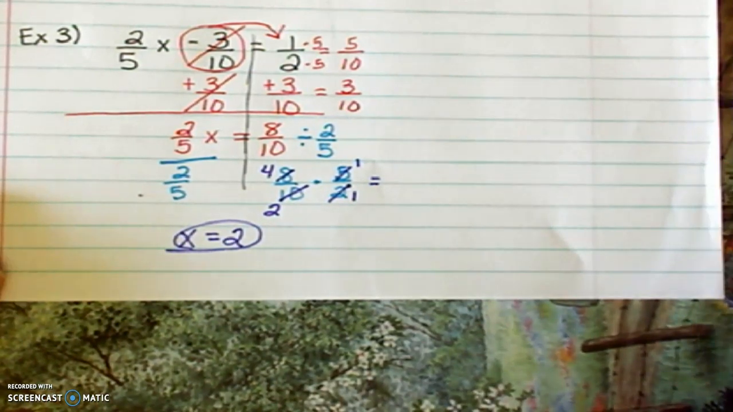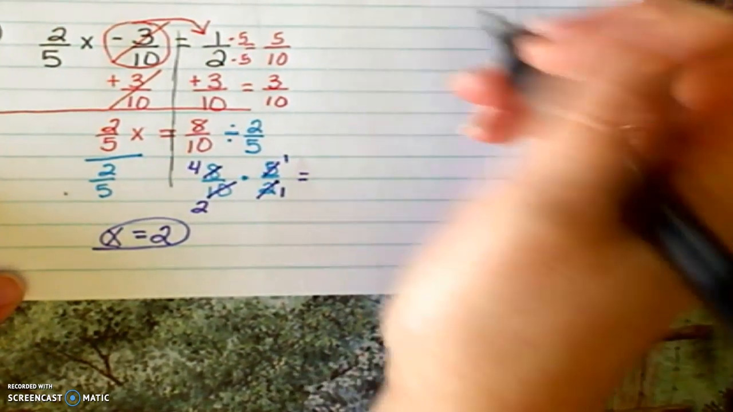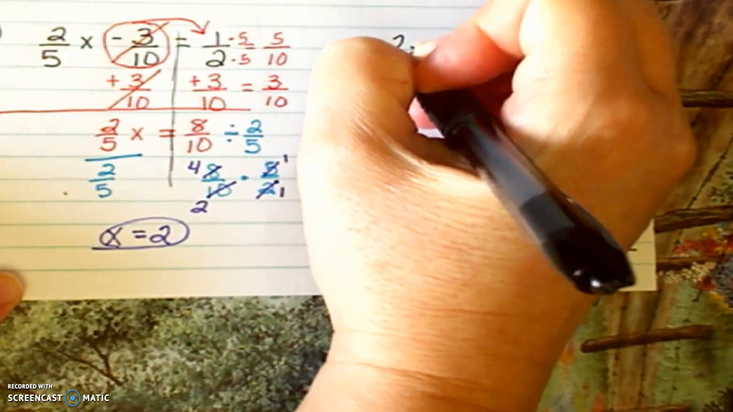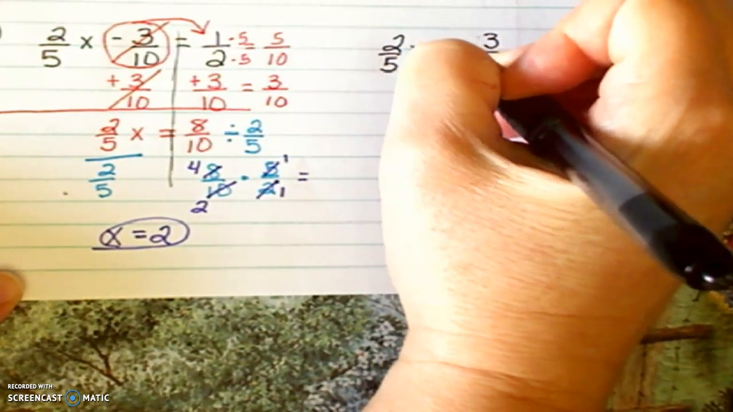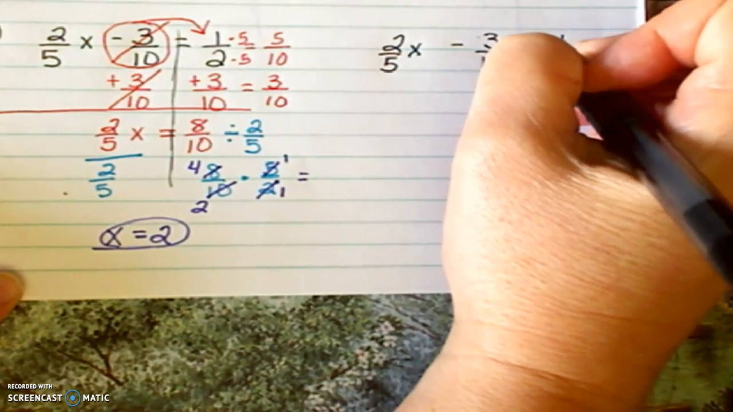But the next thing I wanted to do is show you how to solve that same exact problem, but to solve it by getting rid of the particular fractions if you're not a fan of fractions. So we have 2/5 x minus 3/10 is equal to 1/2.